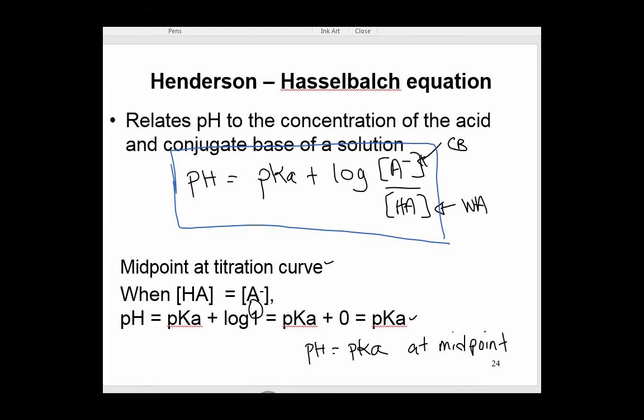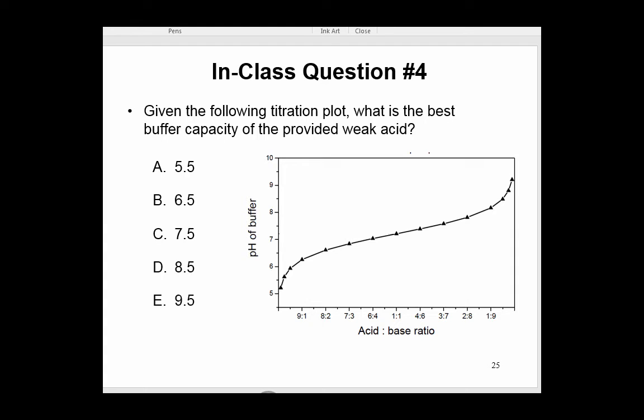All right, so let's do a couple of questions. These would have been clicker questions, but let's just work through them, and then we'll be finished with this chapter. All right, so given the following titration plot, we have an acid-base ratio, or this could be equivalents of OH, concentration of OH added, and we have the pH of the buffer. So given this titration plot, what is the best buffer capacity of the provided weak acid?